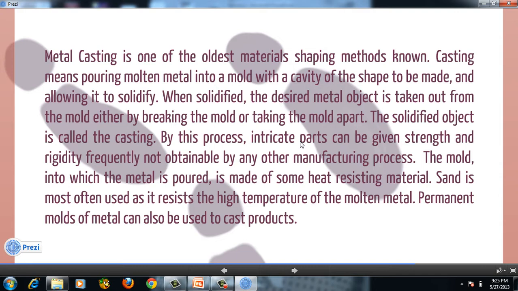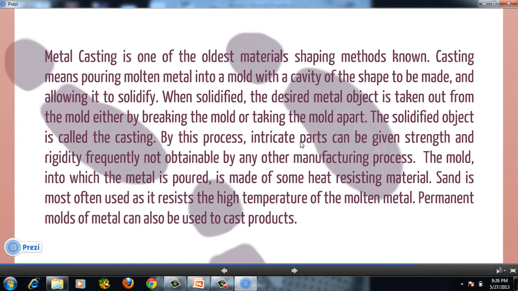Casting is a process in which a metal has to be melted to a molten state, and this molten metal will be solidified into the required shape of the final desired component. So this process in brief is known as metal casting. This solidified object is called a casting. Once you solidify it to get the required desired shape, this final solidified product is called a casting.